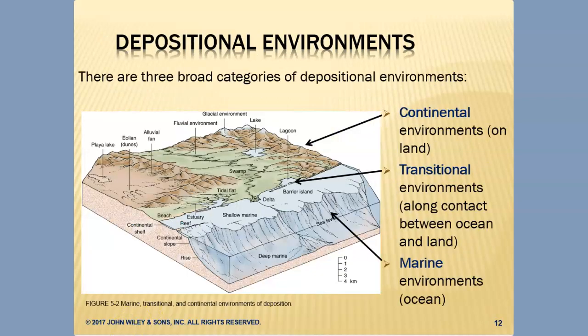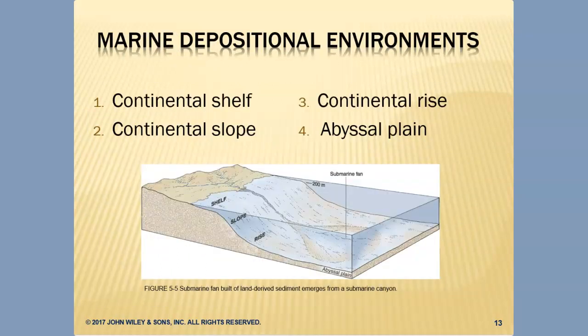In lab, we talked about there being three broad categories of depositional environment, and you worked with continental ones, transitional environments, and also marine environments. Recall that the marine depositional environment includes the continental shelf, the continental slope, and the continental rise, plus the abyssal plain. Notice how this figure shows a submarine fan built of land-derived sediment emerging from a submarine canyon and depositing sediments on the abyssal plain.